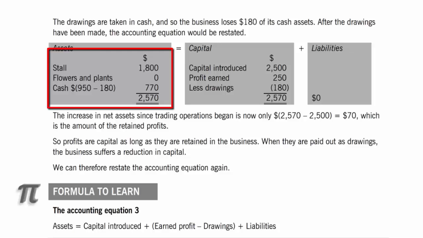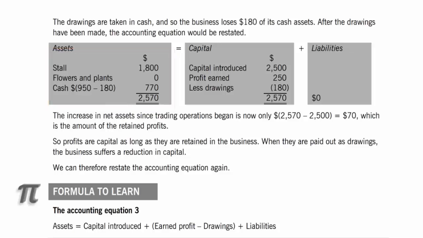Stall equipment is valued at $1,800. Flowers and plants, the inventory, are now valued at $0 since they were sold. Cash on hand is now $770, down from $950 after taking out $180 as drawings. So, the total assets of the business are now $2,570. Adjusting the capital side.